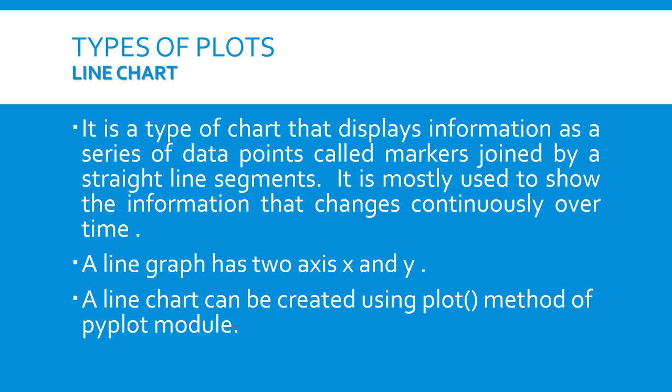In this session, we will be covering the line chart and the scatter chart. The first is a line chart. It is the most basic type of chart which displays information as a series of data points called markers. These markers are connected by straight line segments. This type of chart is mostly used for showing changes over time. We can create the line chart using plot method of pyplot.